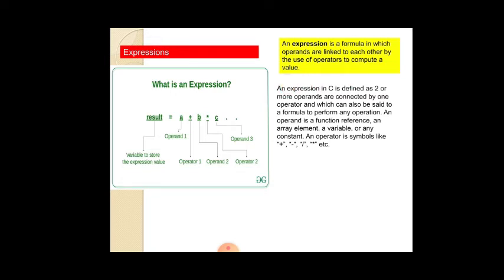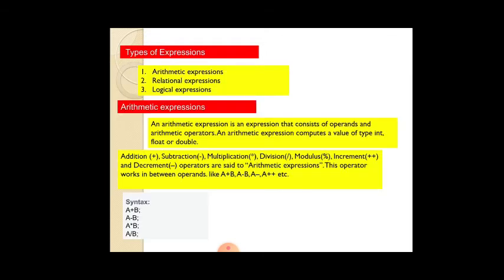It's a formula of variables linked to each other using operators like plus, minus to solve the task. So an expression in C is defined as two or more operands connected by the operator, which can also be set to a formula to perform any operation. An operand or a variable is a function reference, an array element, a variable or any constant. An operator is a symbol like plus, minus, slash, etc.